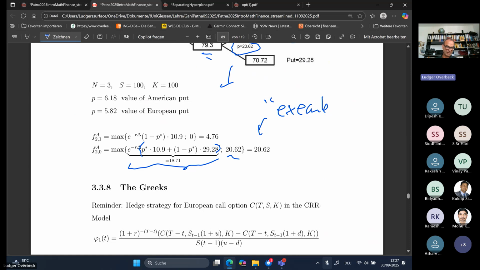And also this simple example shows you how to do this if you have 1,000 steps or whatever. This you should be able to program. I'm not able to program this, but you should be able to program this.